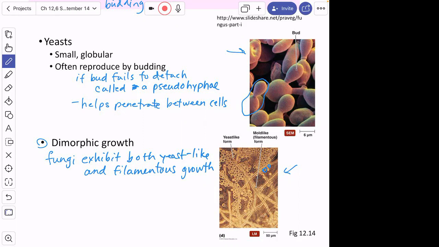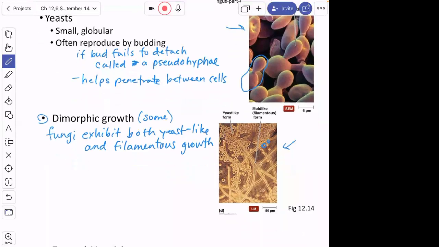Question. So is any fungus capable of dimorphic growth? I don't think so. I think it's just a special thing that some can do. Yeah, so good question. Okay, so we'll just say some.